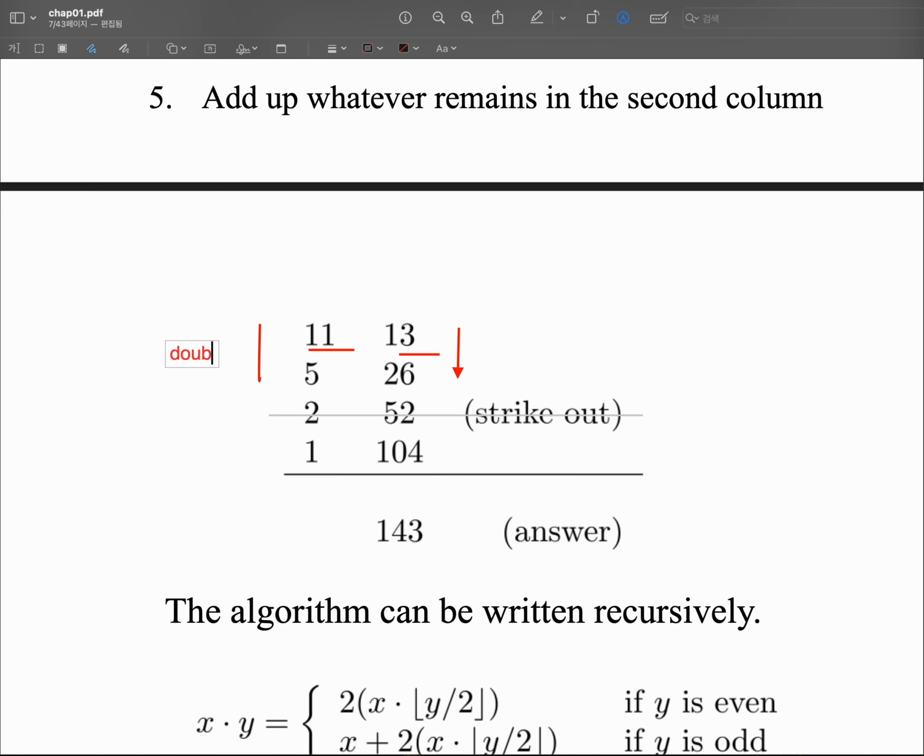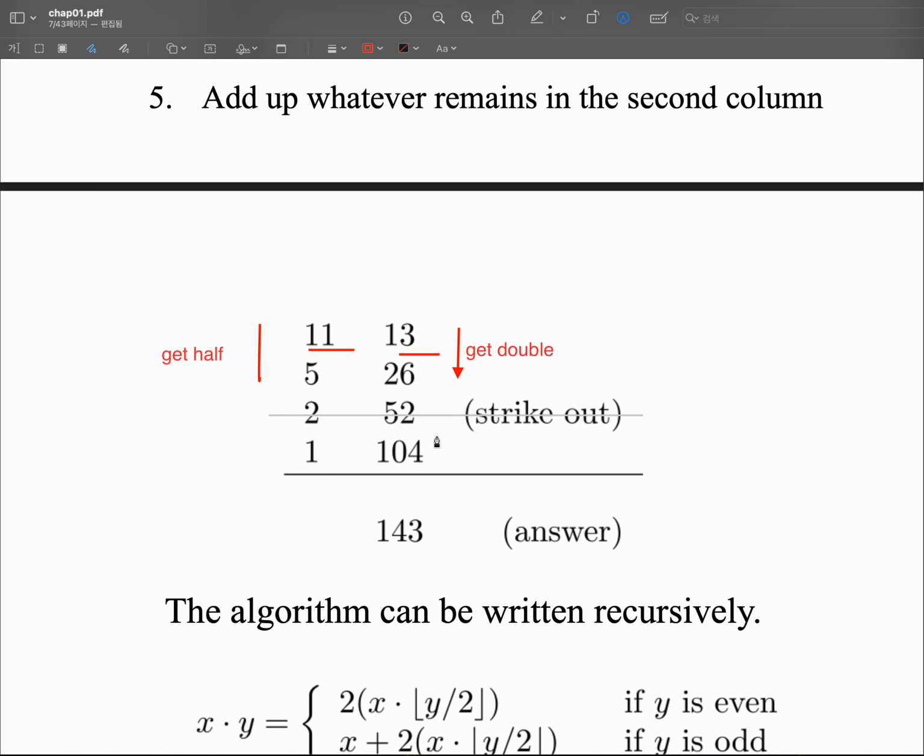You double one number and get half of the other. So on one side you have the doubled number, and on the other side you have the halved number. Then that is balanced, and you will get the same value. So you get half, half, half, double, double, double. Finally, you will reach some number like one.